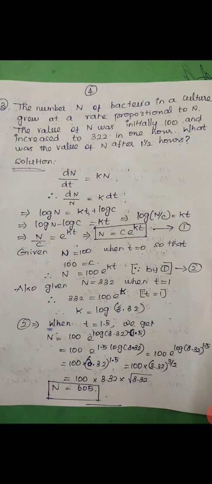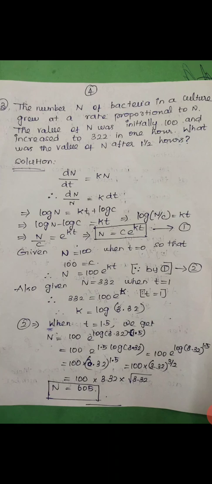There is no x here, so we are using N. dN by dt is equal to k into N. The last problem x was the bacteria, here N is the bacteria. Then dN by N is equal to k into dt. Here also is the same process as the last one.